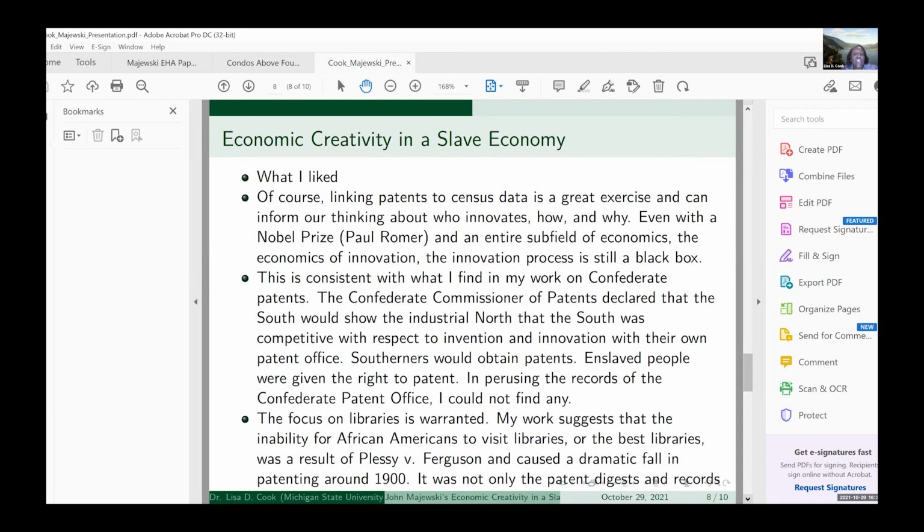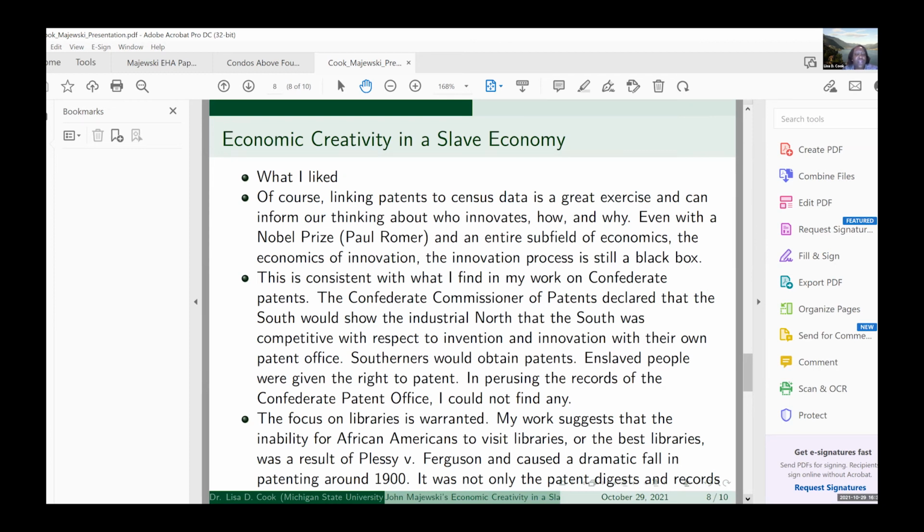These findings are consistent with what I find in my work on Confederate patents. The Confederate Commissioner of Patents declared when the Confederate Patent Office opened that the South would show the industrial North that the South was competitive with respect to invention and innovation with their own patent office. Southerners would obtain patents because they didn't trust the U.S. Patent Office. Enslaved people were given the right to patent in the Confederate States of America.